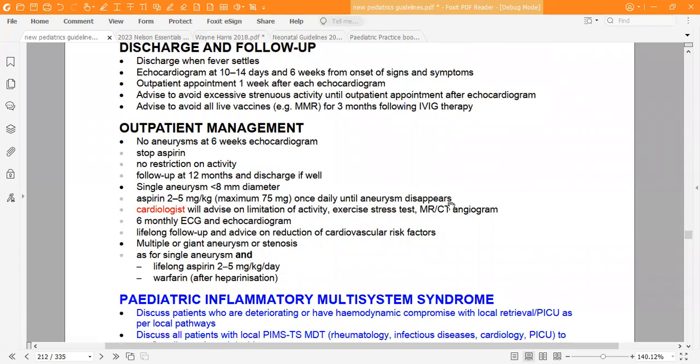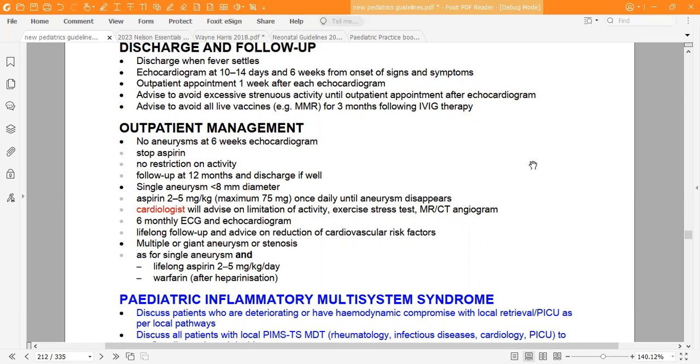Outpatient management. So we already discharged the patient, but he has to follow up in the outpatient clinic from time to time. This depends on the echo results. So if he has done the echo and has an outpatient appointment 1 week later, and you have found no aneurysm at the 6 weeks echocardiogram, he doesn't have any aneurysm on the echo at the 6 weeks appointment.